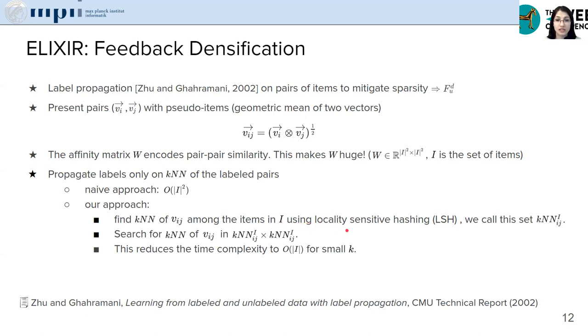The efficiency of this step can also be further improved by applying locality sensitive hashing. Next, we pair up the found items and search for k nearest neighbors of the pseudo item in the resulting set. And this way we can populate matrix W and subsequently densify the feedback matrix in an efficient way.